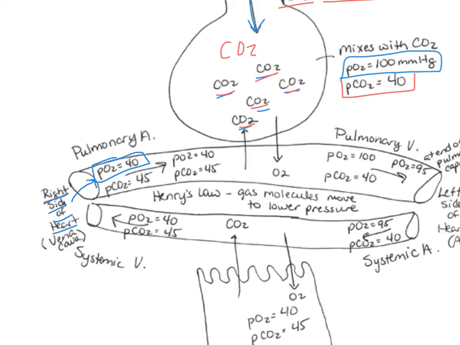The carbon dioxide will have a PCO2 a little bit higher. It'll be 45. And why is that? Because it's coming from the tissues. The tissues have just used up the oxygen and produced carbon dioxide as a waste product. So the blood is bringing carbon dioxide to the lung, and it's going to want to absorb oxygen, right?